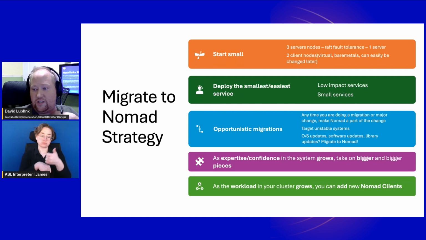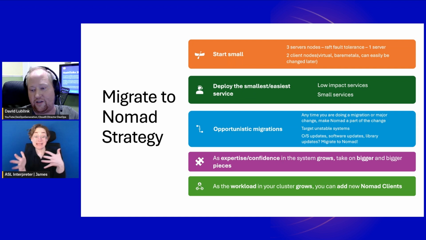Start with low risk, easy services, anything that is low impact, start with that, build confidence in your Hashistack cluster. And then once you've done that, then you go to the opportunistic migrations, such as targeting unstable systems, or anytime somebody says, I have to do a major update on this, or even a minor update on that, say, hey, let's just move that into Hashistack while we're at it.